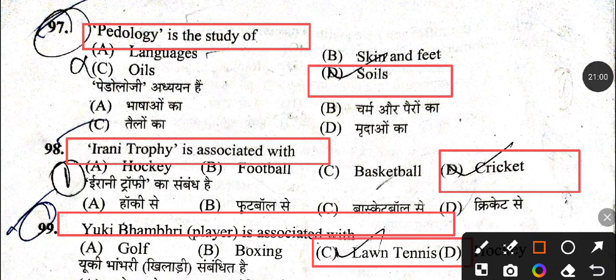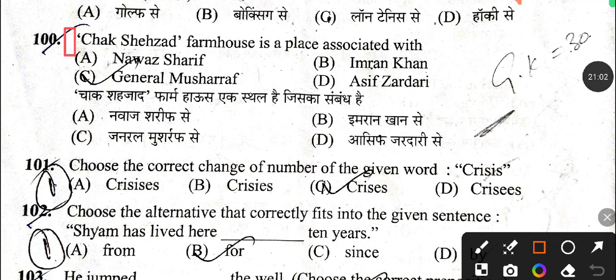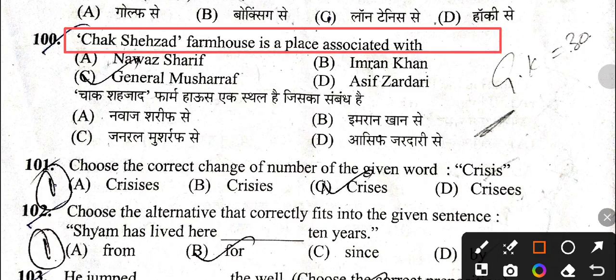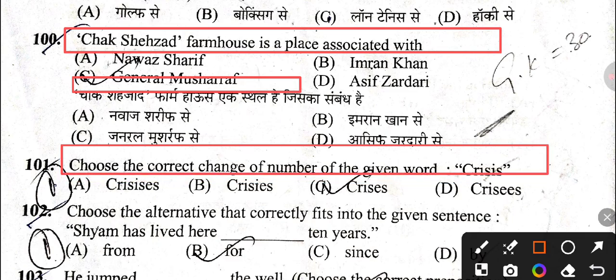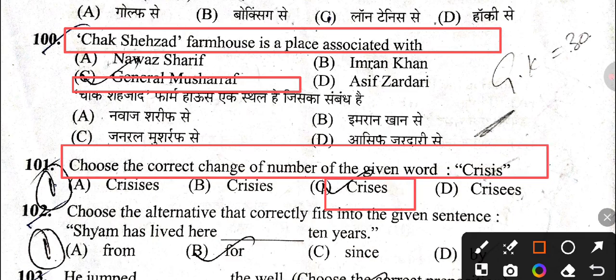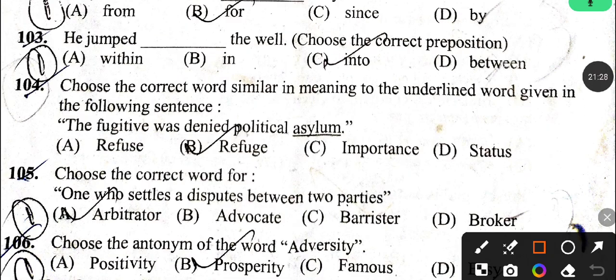Chak Shahzad farmhouse is a place associated with the General Musharraf. Choose the correct, now it is general English. Change the number of the given word crisis, so it is singular, and crisis option number C is the right answer. Choose the alternative that correctly fits into the given sentence. Shyam has arrived here for 10 years. Oh, sorry. Shyam has lived here for 10 years. Next is he jumped into the well.